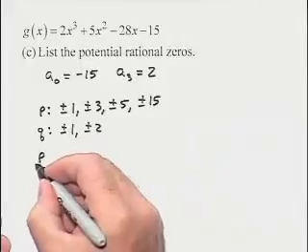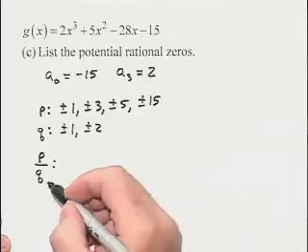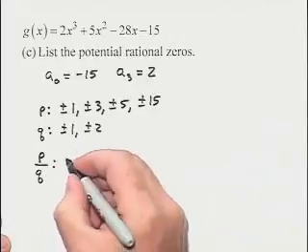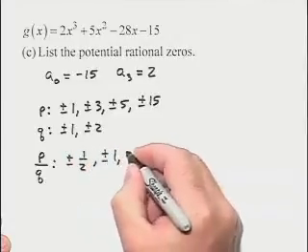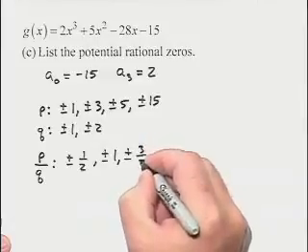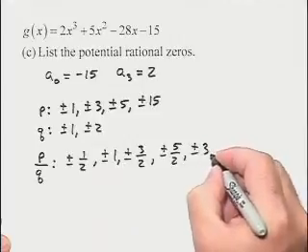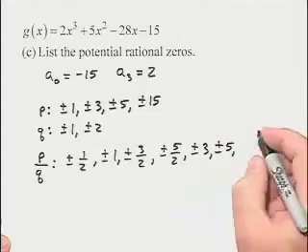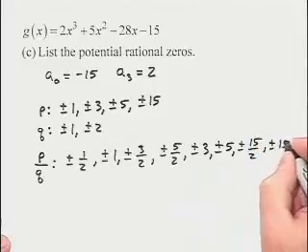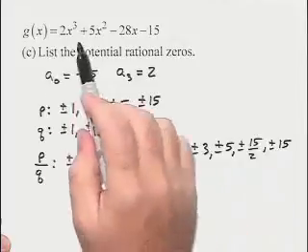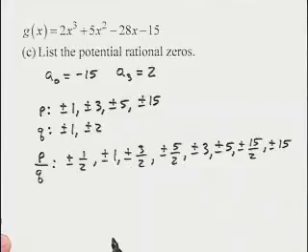Now we form all possible ratios, p over q, to list our potential rational zeros. If we look at all possible ratios, we'll get plus or minus 1/2, plus or minus 1, plus or minus 3 halves, plus or minus 5 halves, plus or minus 3, plus or minus 5, plus or minus 15 halves, and finally plus or minus 15. So if our function g has a rational zero, it must be one of these 16 that we've listed here.